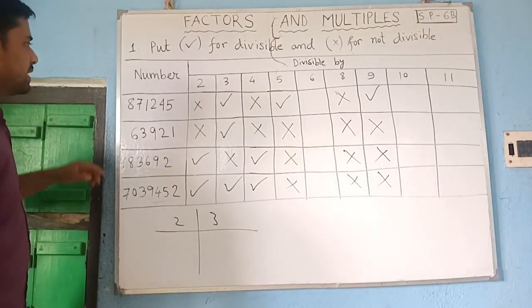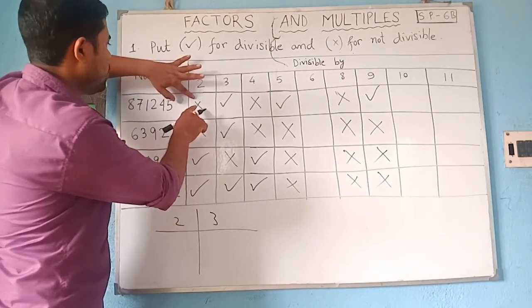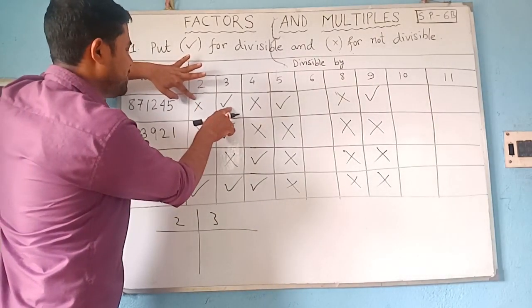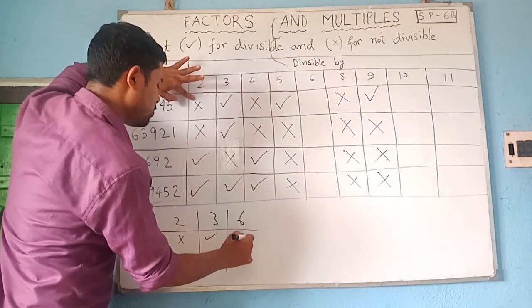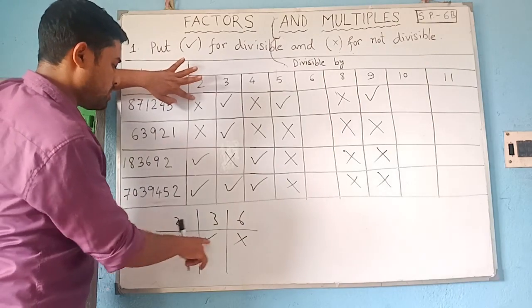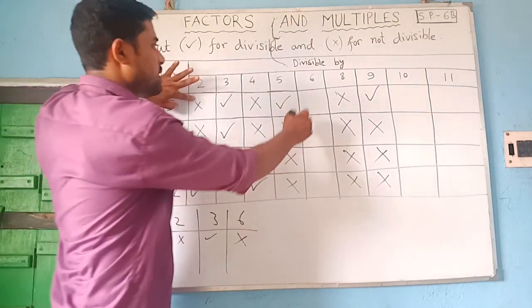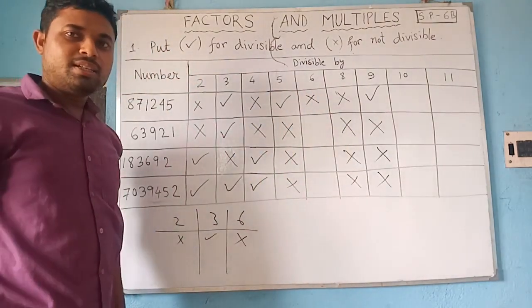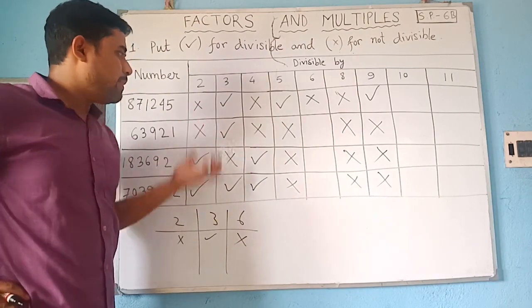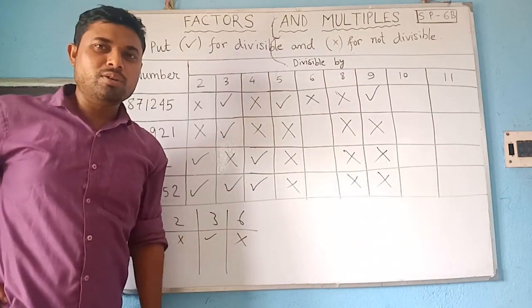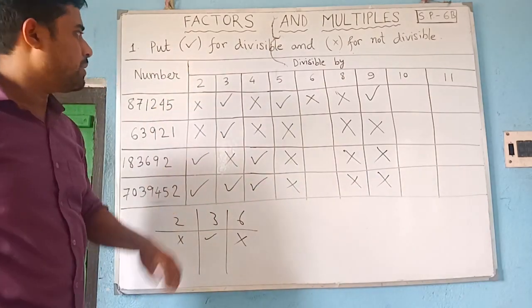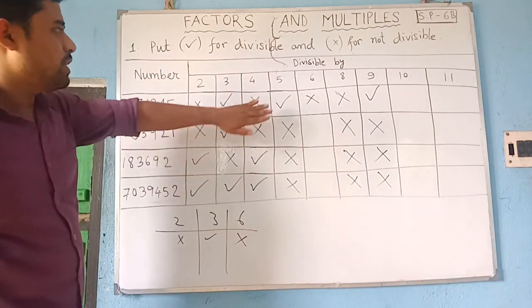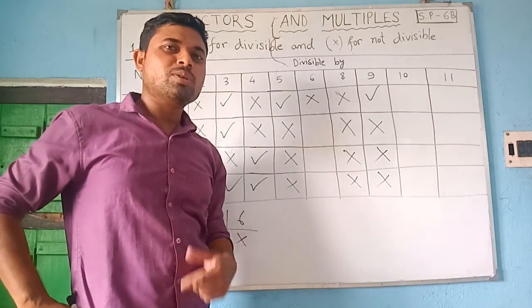Okay, so let's check. Just see this number. For 2 not divisible, for 3 divisible. That means the number is not divisible by 6, because it has to be both. So it is not for 6. Is it clear? Here it is given. That's why we can do it easily. But if suppose this column is not given, you have to check for 2, you have to check for 3.